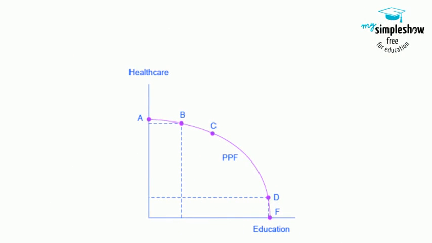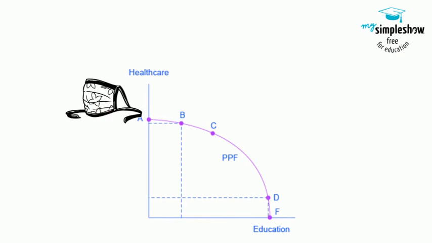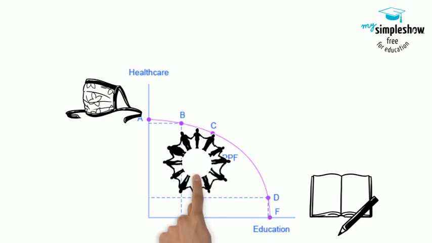If the society were to allocate all of its resources to healthcare, it could produce at point A. However, it would not have any resources to produce education. If it were to allocate all of its resources to education, it could produce at point F. Alternatively, the society could choose to produce any combination of healthcare and education on the production possibilities frontier. Society can choose any combination of the two goods on or inside the PPF. However, it cannot produce outside the PPF.